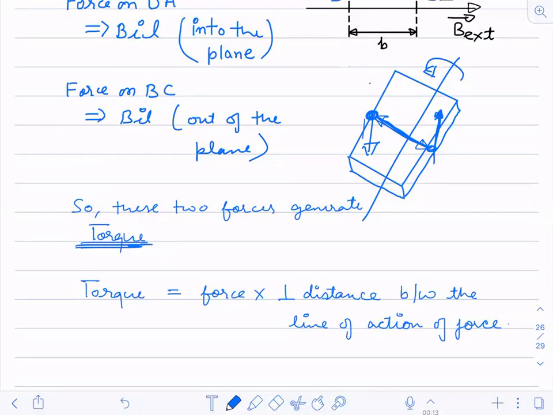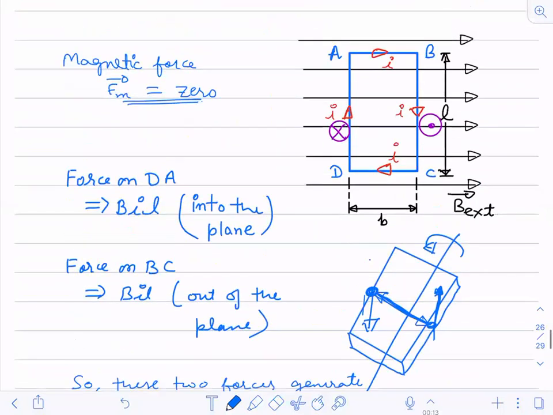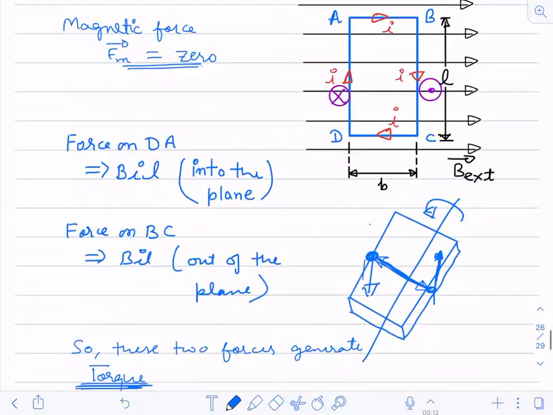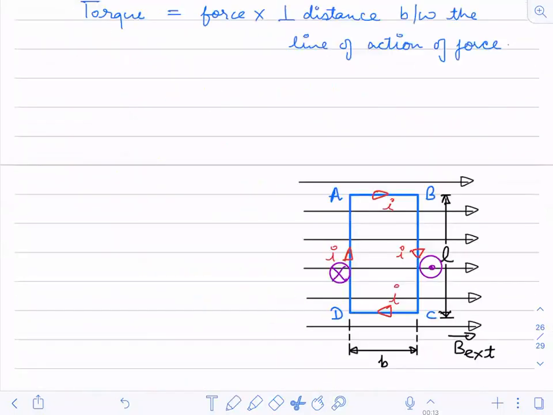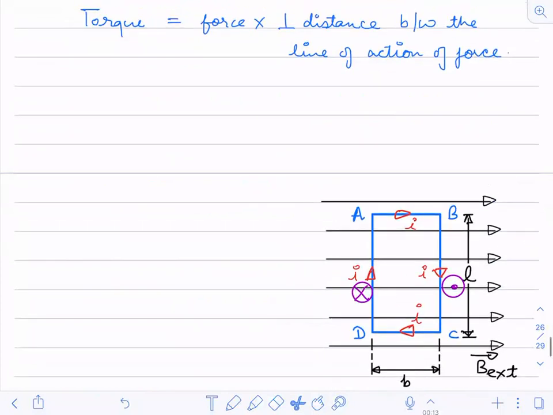Now, if this is the perpendicular distance, what is that distance? Is it given to me? Just see here in the figure and try to see what that perpendicular distance is. Is it b over here? Yes. So I can write the magnetic force Fm into b.